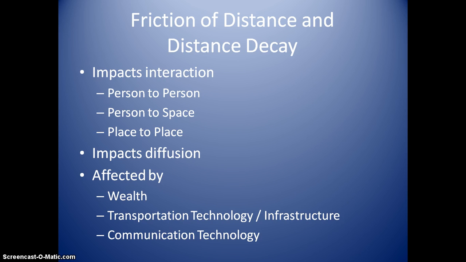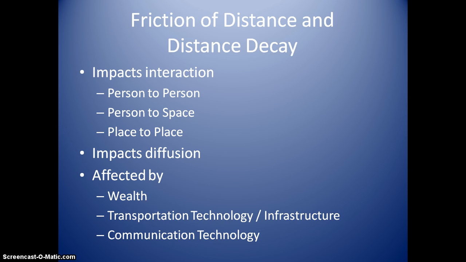And of course, if it impacts interaction, then it is definitely going to impact diffusion. When we talk about diffusion, the spread of something over space, of course, diffusion is caused by interaction, depending on the different types of interaction that we have. Now, we also need to know that the elements of friction of distance and distance decay are going to be affected by a couple of things.